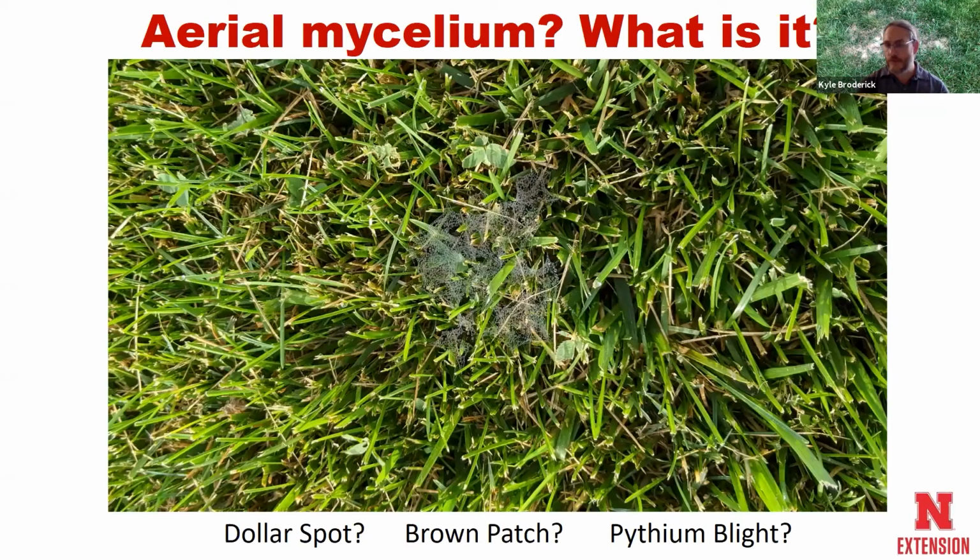The first one we'll look at is aerial mycelium that's growing in a lawn. Okay, if there's mycelia, we definitely know that it is some sort of fungus or fungus-like disease. But when we zoom in, we're not seeing any lesions or anything like that. There are three different diseases that can all cause the same sort of structure. Maybe it's dollar spot, maybe it's brown patch, maybe it's pythium blight.